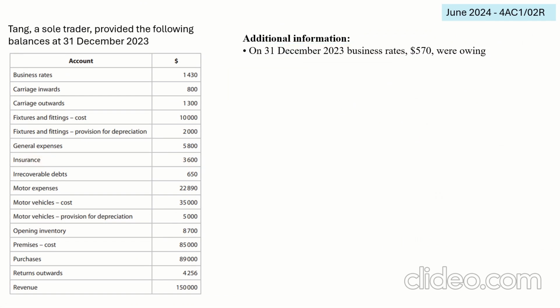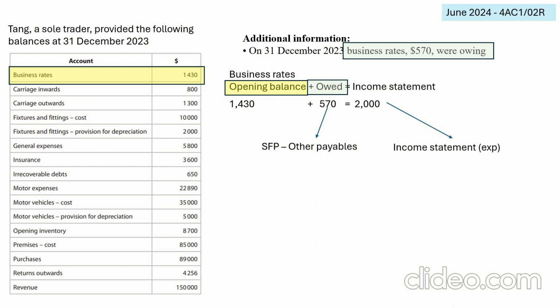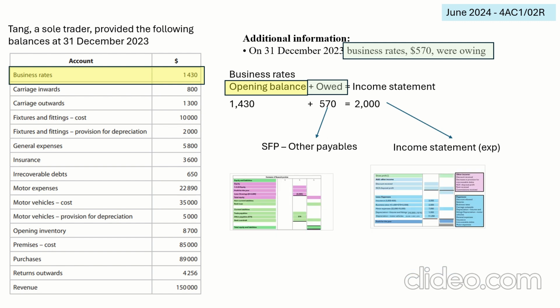On 31st December 2023, business rates 570 were owing. So any amount owing for expense and income should be added with the balance given at the beginning of the financial year. Business rates, you have an opening balance of 1,430 and the amount owing is 570. Add up these two together to transfer to income statement expenses. 570 goes to SFP and other payables, whereas the 2,000 to income statement under expenses.